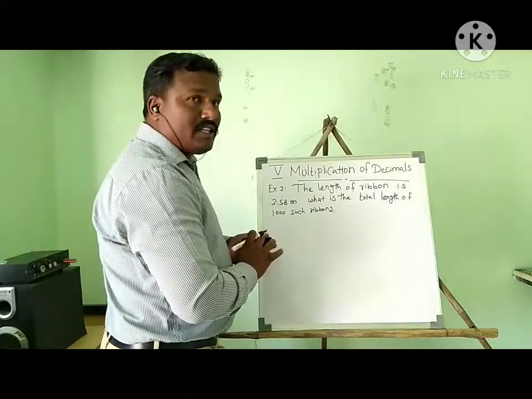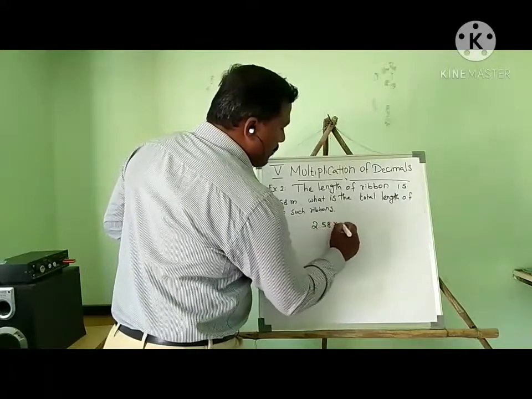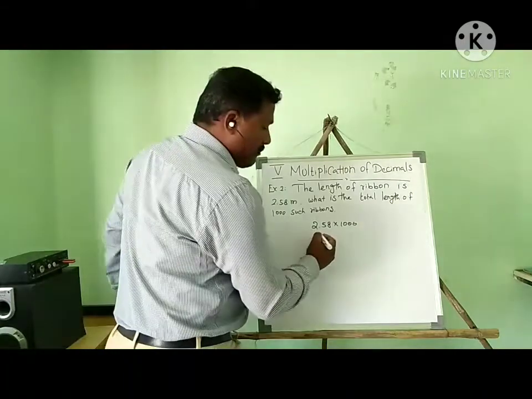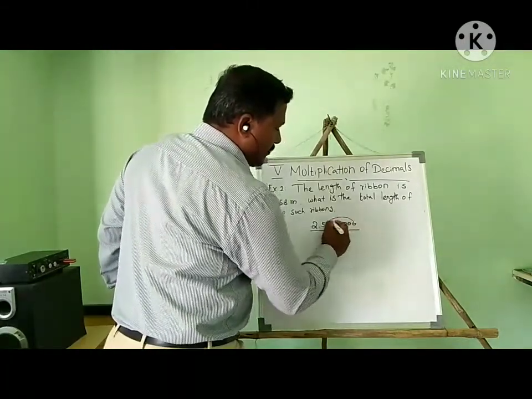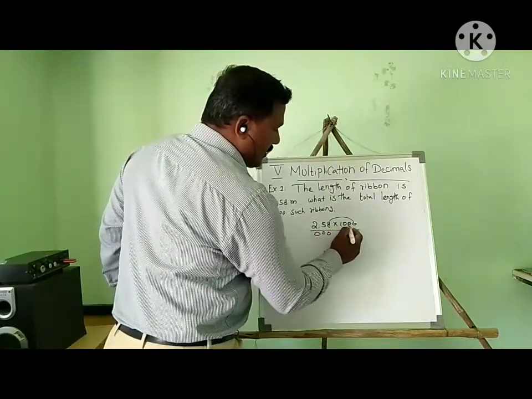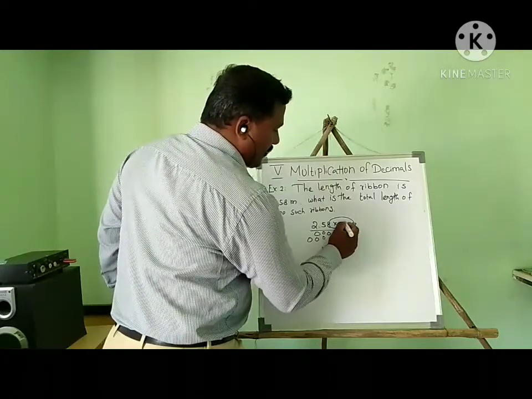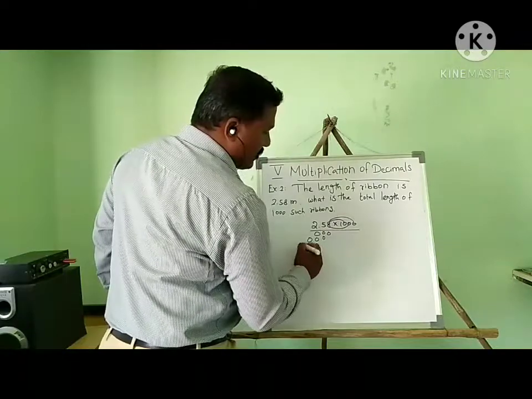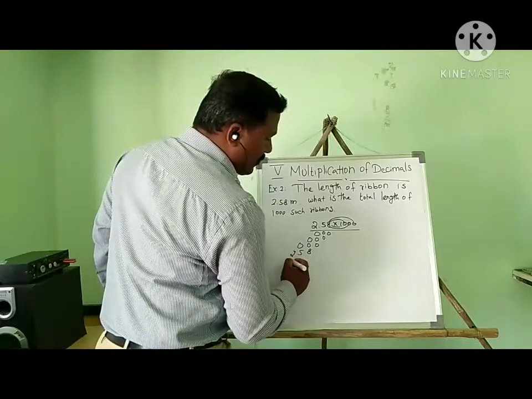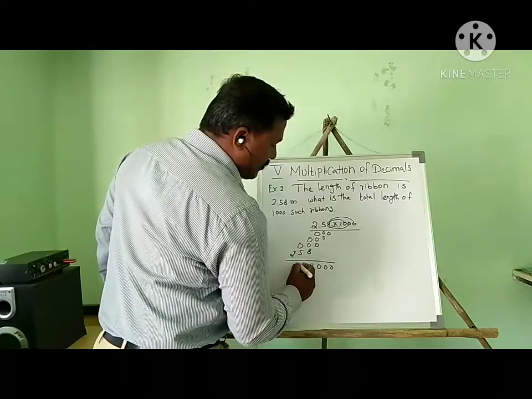But this is one method, and you don't use this method. As per the procedure, we have to find the answer. 2.58 multiplied by 1000. You have to do a normal multiplication. I will do first this one: 0, 0, 0. Then again this one 0, 0, 0. Then after this 0, 0, 0. Then after that 8, 5, 2. If you add this, 0, 0, 0, 8, 5, 2.